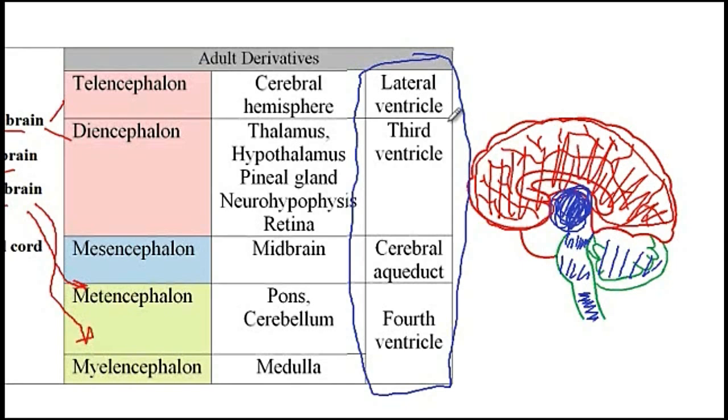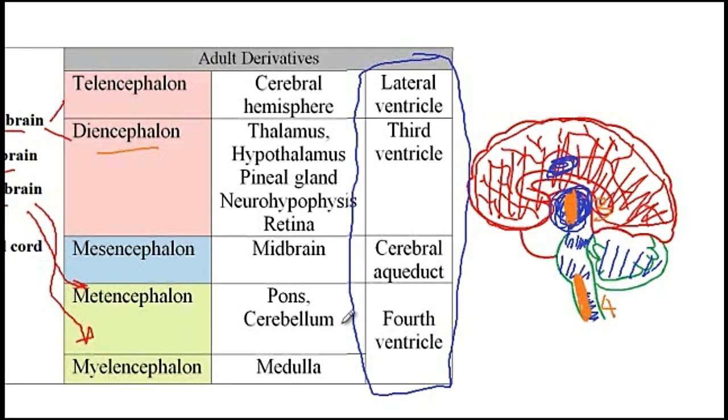So first of all, lateral ventricles, if you remember, they are in the cerebral hemispheres. So therefore, lateral ventricles, which are right here, are derived from the telencephalon, versus the third ventricle, which is right here. And so third ventricle is derived from diencephalon. And then the fourth ventricle is in the pons and medulla. So here is the fourth ventricle versus the third that was right here.